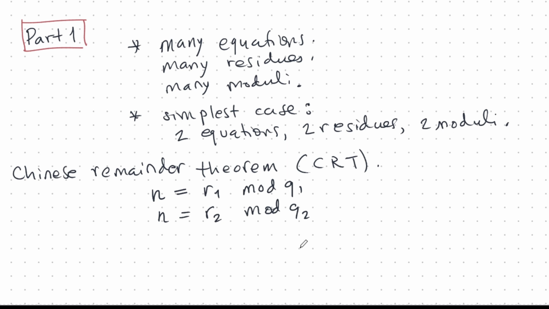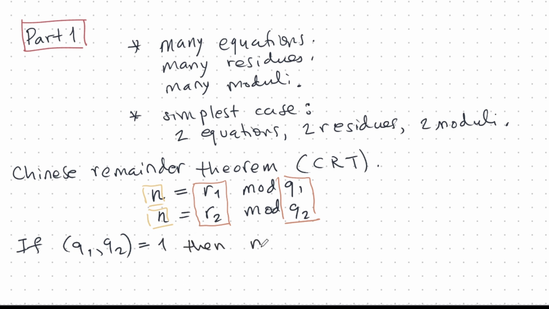Let's say you have these 2 congruence equations, and n is our unknown. Well, does this have a solution? And CRT tells us that, yeah, well, it depends. If Q1, Q2, the moduli here, these are the moduli, modulus Q1, modulus Q2, and these are the remainders. All right, so if Q1, Q2, the moduli are coprime, then yes, then n exists.